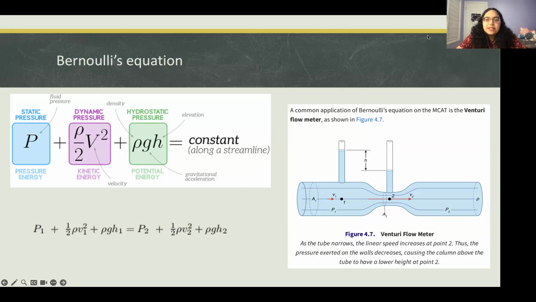An application of this is the Venturi flow meter. You might have seen it in physics, maybe not, but basically as the tube narrows, as we covered with continuity, the speed has to increase when you have lower area. And that means the pressure exerted on the wall increases, or sorry, decreases. So speed increasing, pressure on the walls decreases. And then that causes the column, because it has columns coming up, to have a lower height at point 2. So it's an interesting application, an interesting device, and it's just an application of that equation.